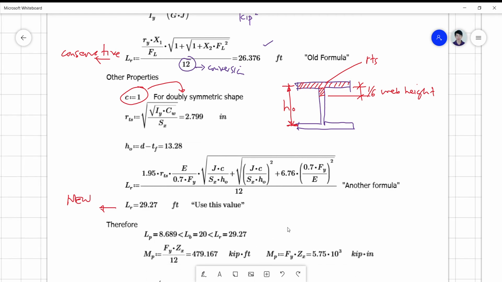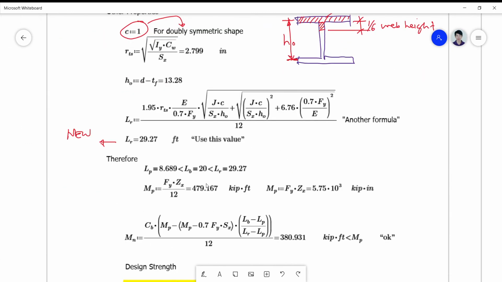So taking note of the comparison between your brace length and limits, we take note that your LP, which is 8.689 as computed earlier, is less than LB, which is 20 feet, and less than LR, which is 29.27. So if you're going to use the old formula, it still falls on this, no?